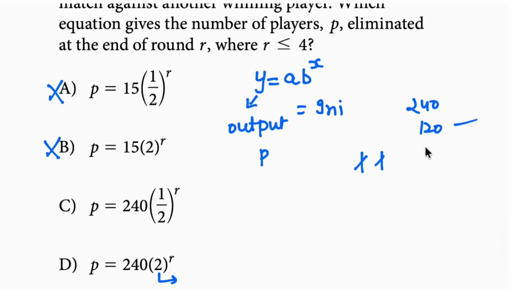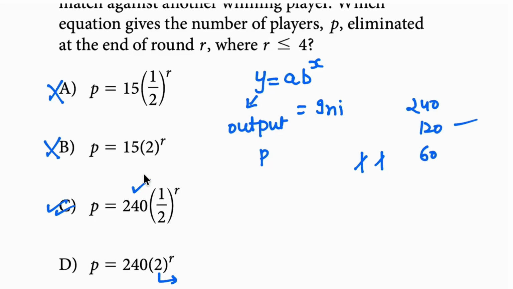Next time again half will be left, right? Because then these 120 will play with one another, 60 left. So what is happening? Half. So 240 is the initial value and it's getting halved every next time. So that means C is the right option, right?